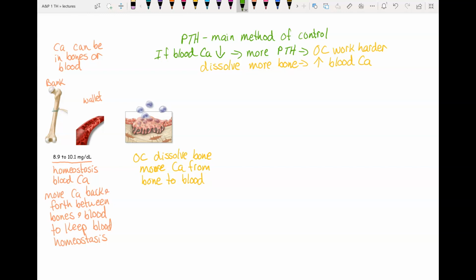Okay. If blood calcium is high, if you're doing good and you have plenty of calcium in your blood, then you just have less PTH. You turn down the PTH. And when you have less PTH, then you're not telling your osteoclasts to work. So they get kind of lazy. They hang around, they take long breaks. They're not really doing much. So in the absence of that stimulating PTH, your osteoclasts just kind of take it easy.